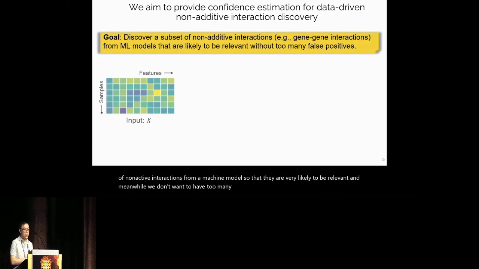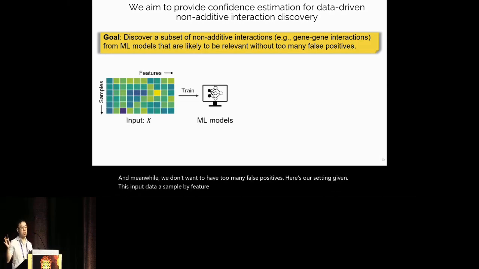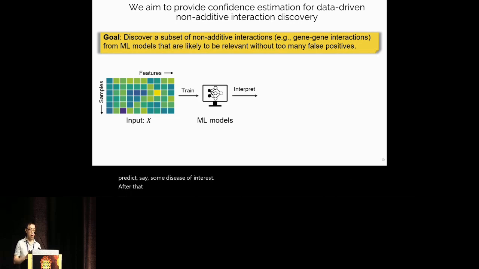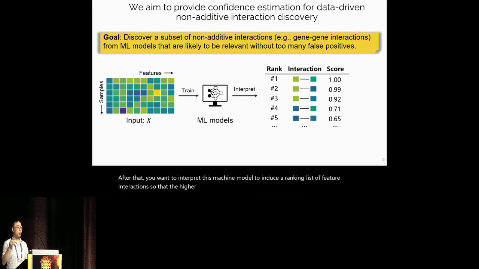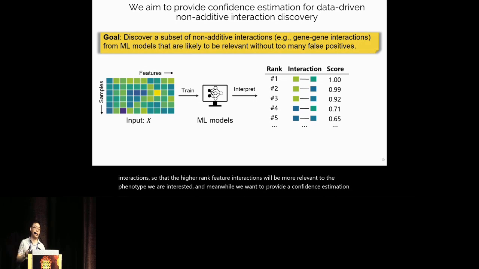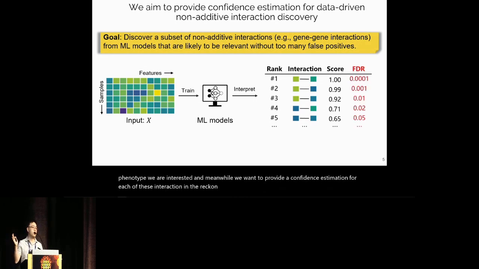Here's our setting. Given this input data, a sample by feature matrix, we want to train a generic machine learning model to predict some disease of interest. After that, we want to interpret this machine learning model to induce a ranking list of feature interactions so that the higher ranked feature interactions will be more relevant to the phenotype we are interested in. And meanwhile, we want to provide a confidence estimation for each of these interactions in the ranking list in terms of a metric called FDR, or false discovery rate.